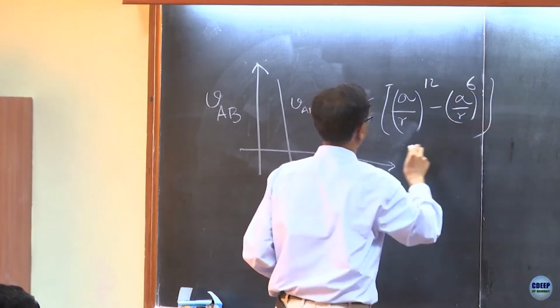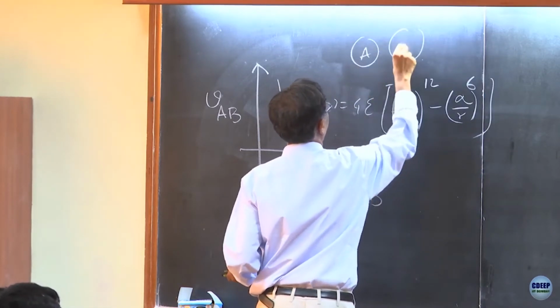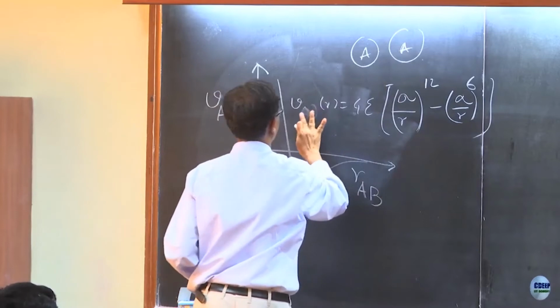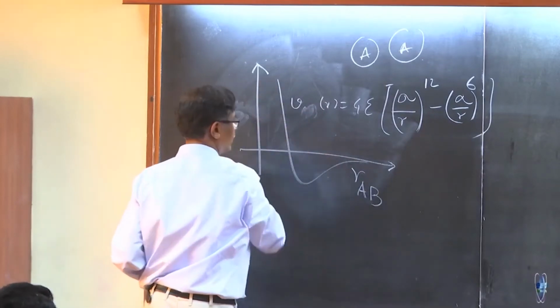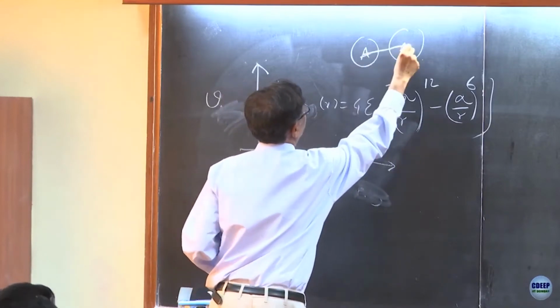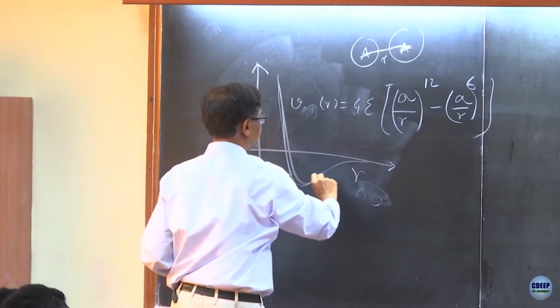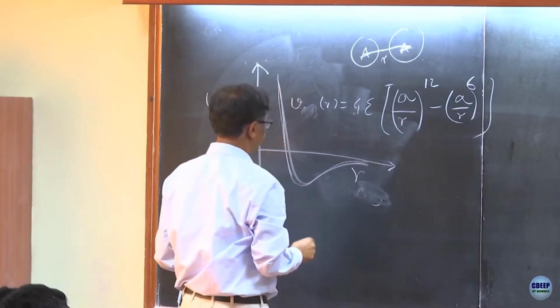Let me say A and B are the same two particles, both are A, then I do not need the index B, I can do without this index. There is a separation between them, that is R, and this is the form. It is very important to understand these things, the interaction potential between two particles.